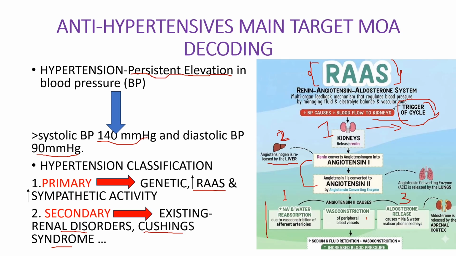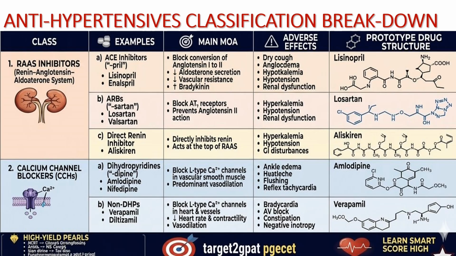And this angiotensin 2 becomes the major target of our antihypertensives. In a simpler table form, it combines everything: the class, its specific examples, the main mechanism of action, as well as the adverse effects of the drugs, which are very, very important.